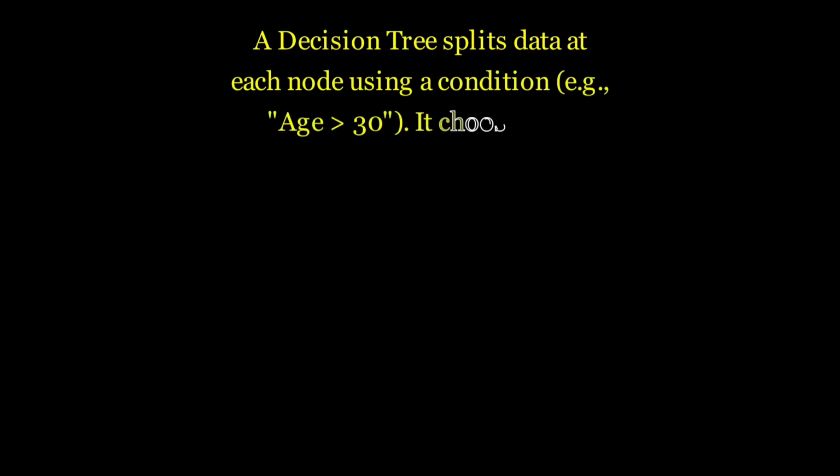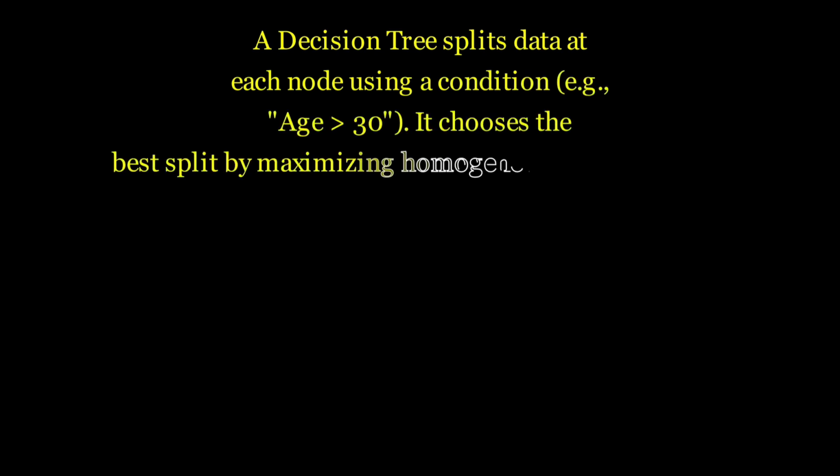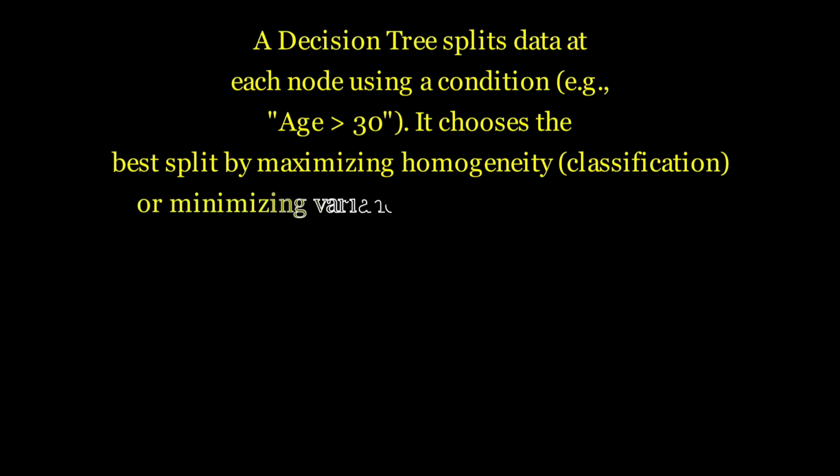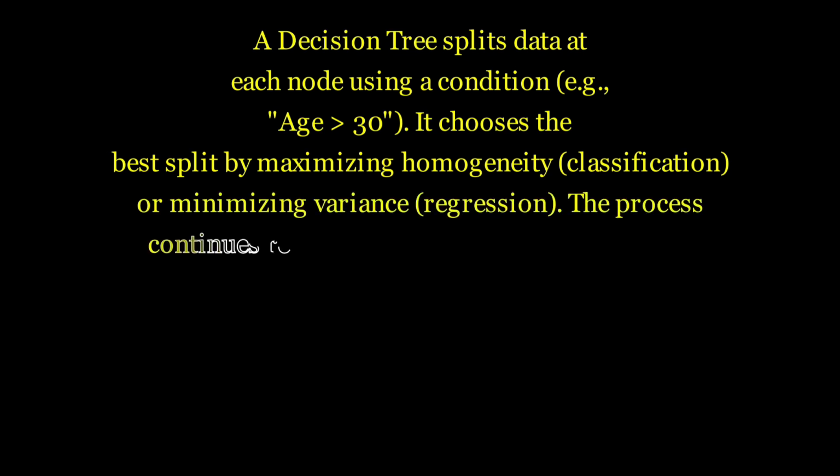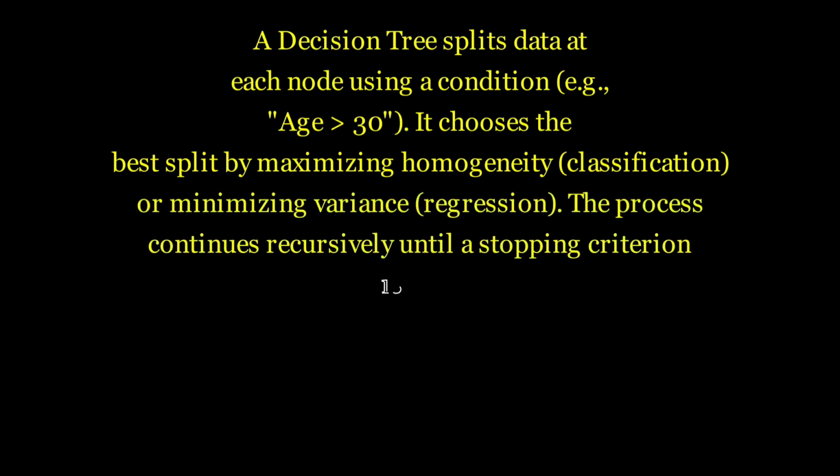How does a decision tree work? A decision tree splits data at each node using a condition, e.g., age > 30. It chooses the best split by maximizing homogeneity (classification) or minimizing variance (regression). The process continues recursively until a stopping criterion is met.